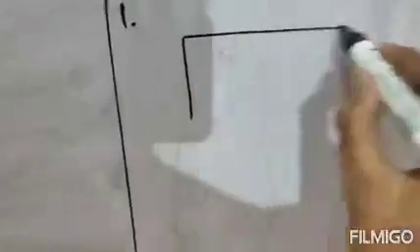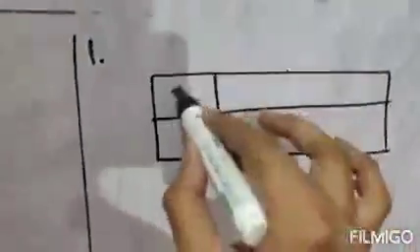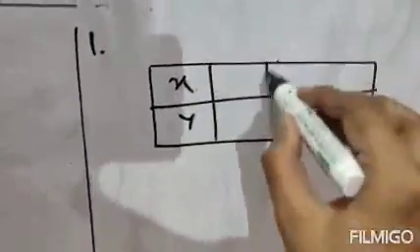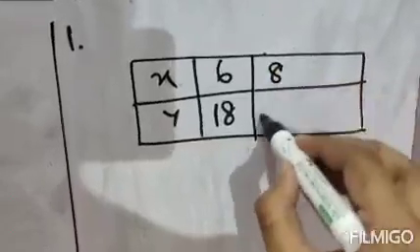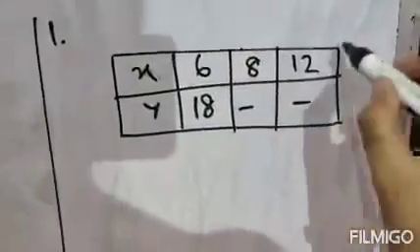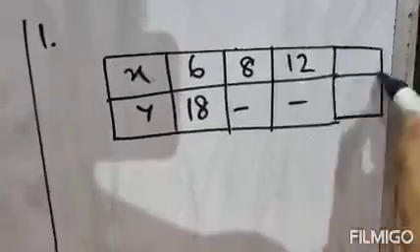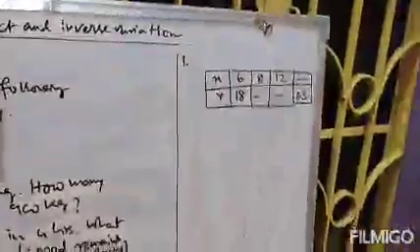So let me first draw the table. The table is like this. This is x, this is y. The values are 6, 18, 8, 12, 63 and 5. So we will fill up these tables.